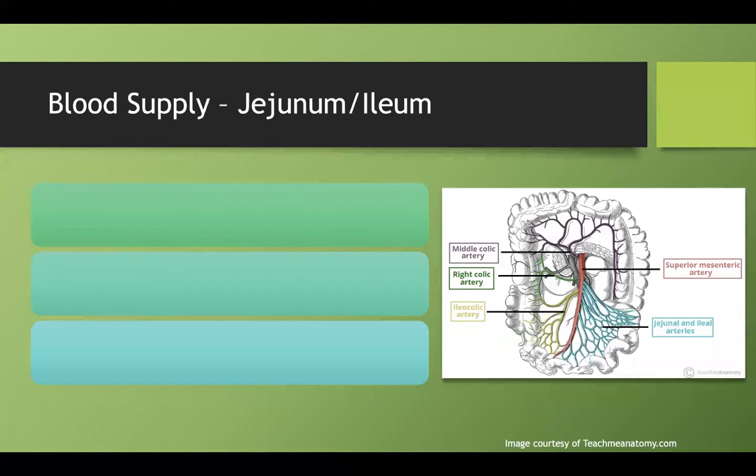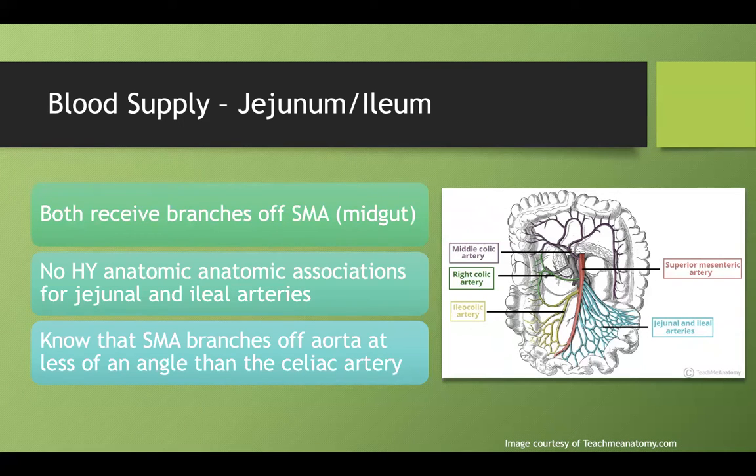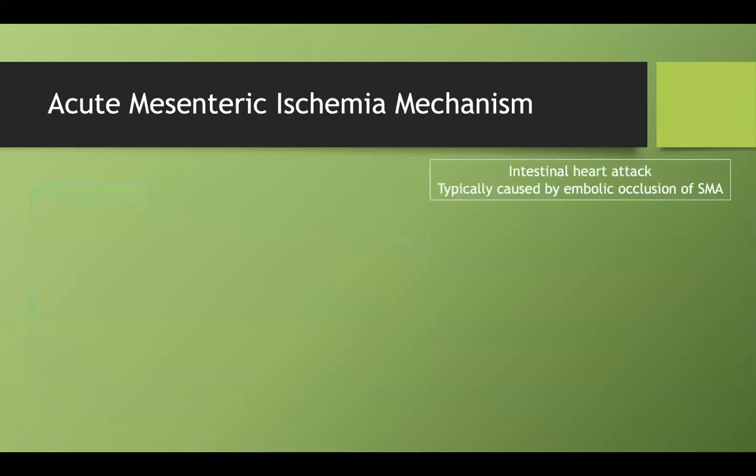Blood supply to the jejunum and ileum is very straightforward. They all receive branches off of the SMA. There's nothing you really need to know as far as any anastomoses, watershed areas, or collateral circulation. All you really need to know is that the SMA in general branches off at less of an angle than the celiac artery, which makes it more prone to something called acute mesenteric ischemia, which we talk about later. I'll show the diagram that I use in acute mesenteric ischemia to show you what I mean.